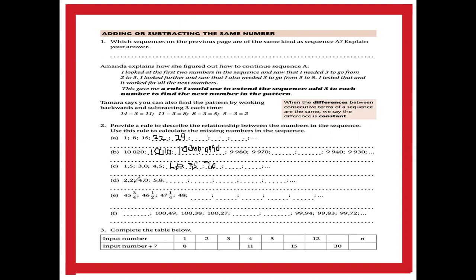Okay, what are we adding here? The difference between 2.2 and 4.0 is 1.8. So there's a difference of 1.8 between these two numbers, and the difference between 4.0 and 5.8 is also 1.8. So we're adding 1.8 to each number. So the next number we will get is 7.6. Then we will get 9.4.